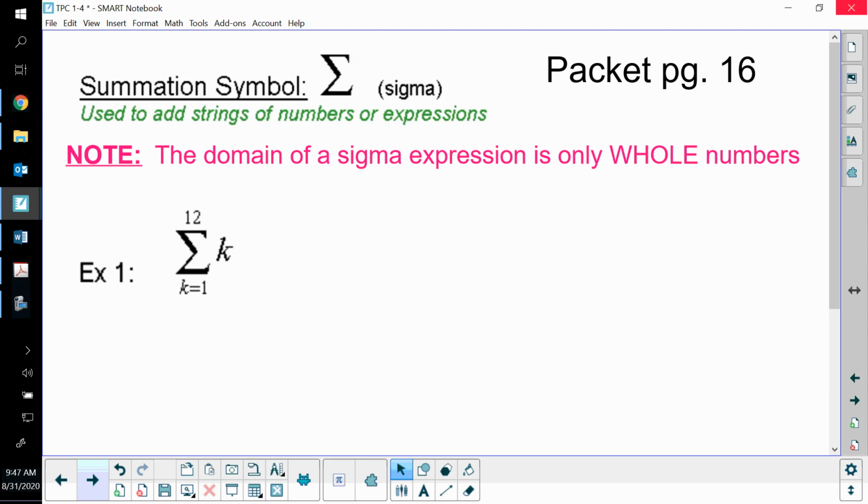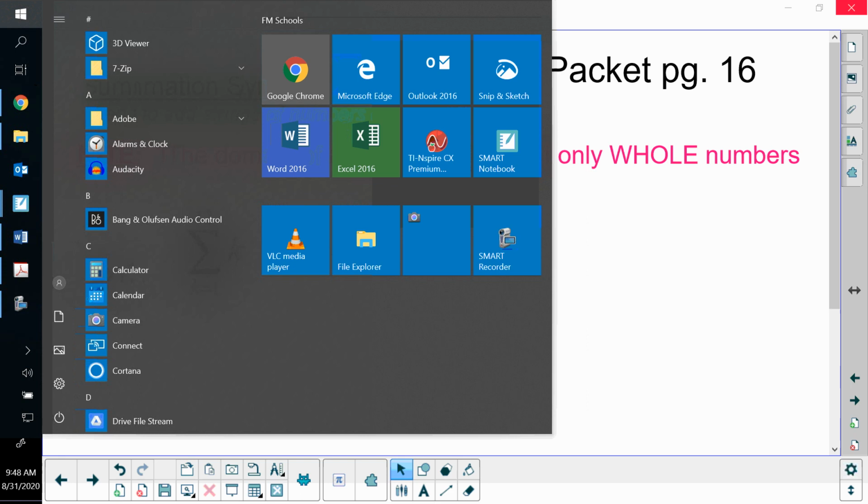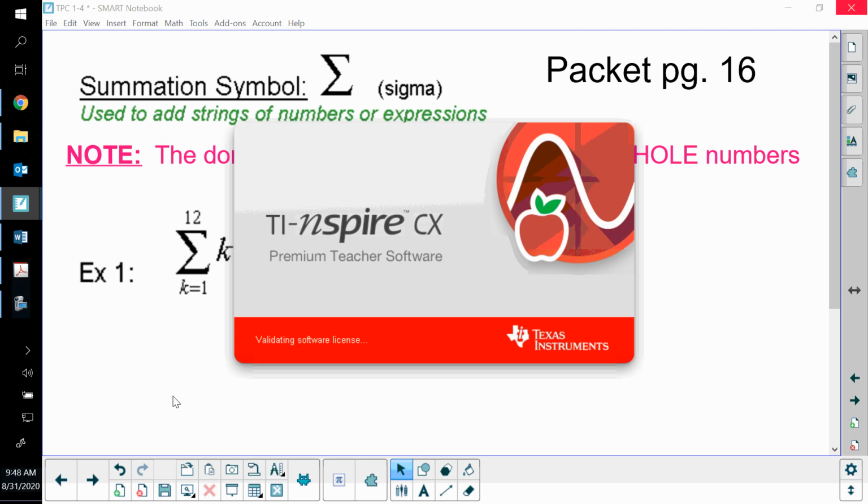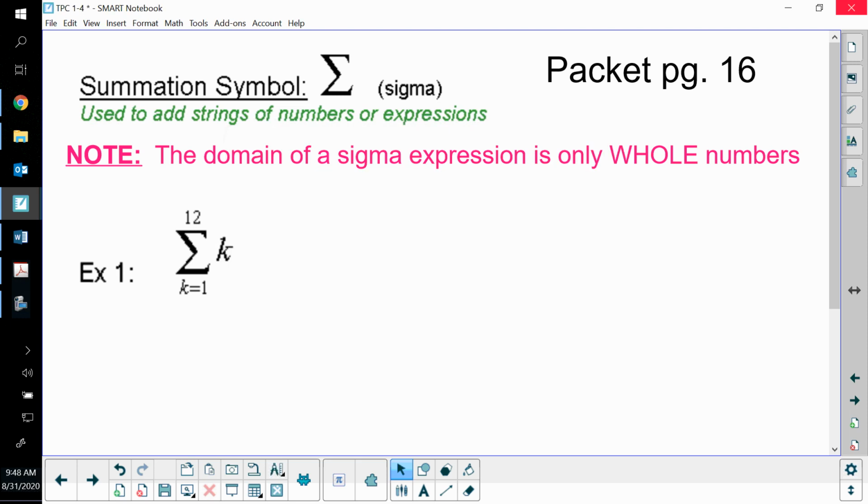All right, so our new stuff for today, we're going to be starting on packet page 16, and we're going to look at summations. So the summation symbol is the thing that kind of looks like an E. It's actually a sigma, the Greek letter sigma. And it means that you're going to add up or do a summation.